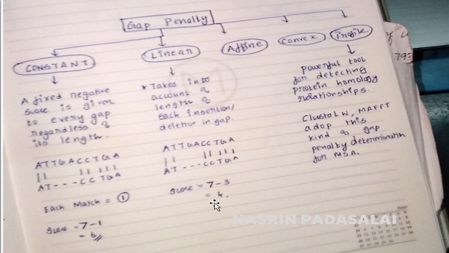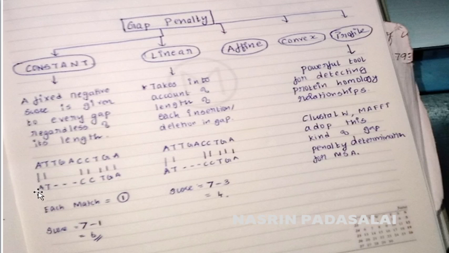So first is constant, next is linear, next is affine, next is convex, next is profile. First is constant. With regard to the constant gap penalty model, a fixed negative score is given to every gap regardless of its length. So if you take this particular sequence, here there are 3 gaps. Whatever the length of the gap will be, whether it is a gap of 3 nucleotides or a gap of 10 nucleotides, each gap will be given a score of 1.